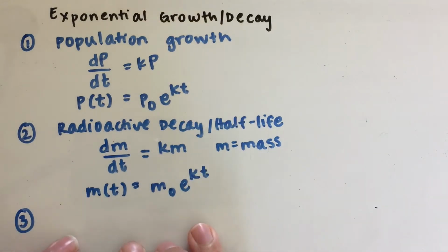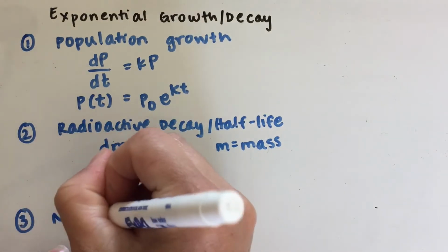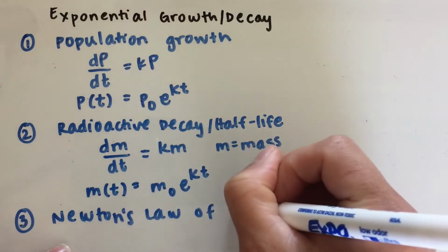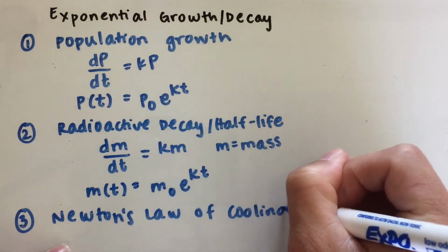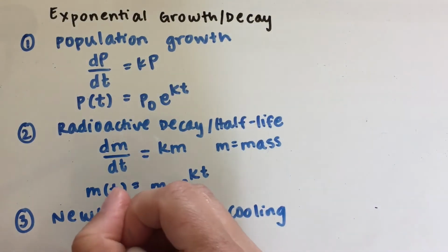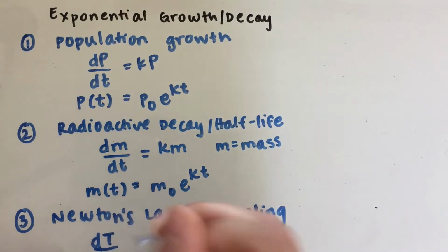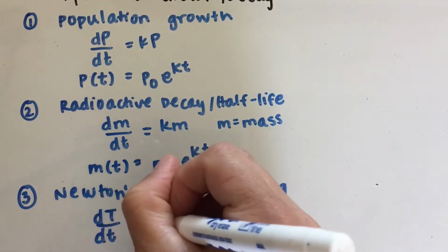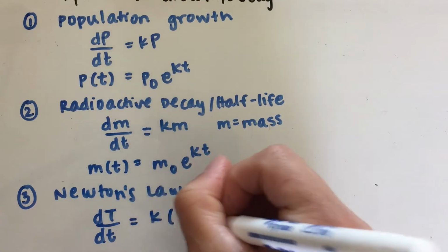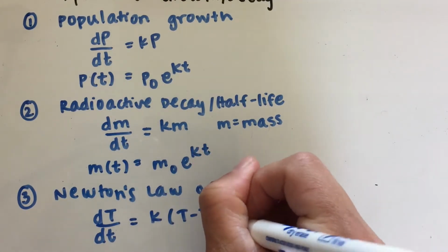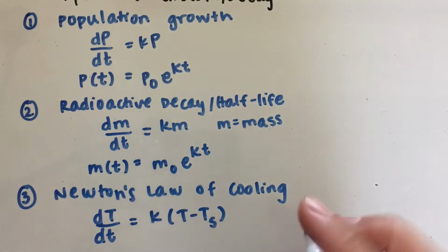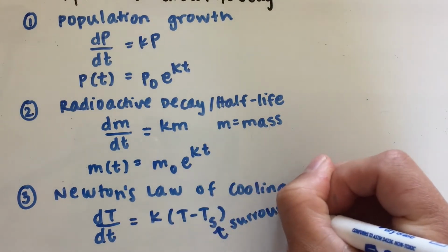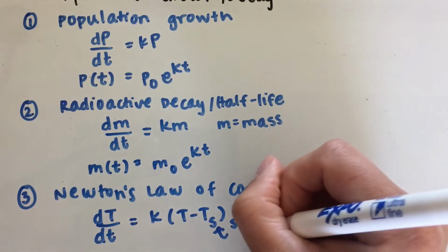Now the last one I will be going over is Newton's law of cooling. And this law states that the rate of change of the temperature is proportional to the temperature minus the surrounding temperature. So T sub S will be our surrounding temperature.